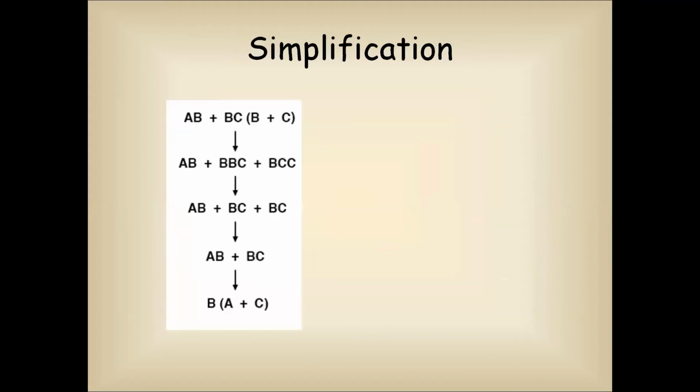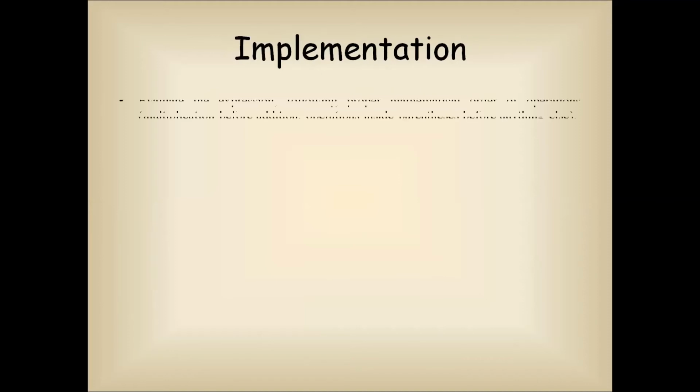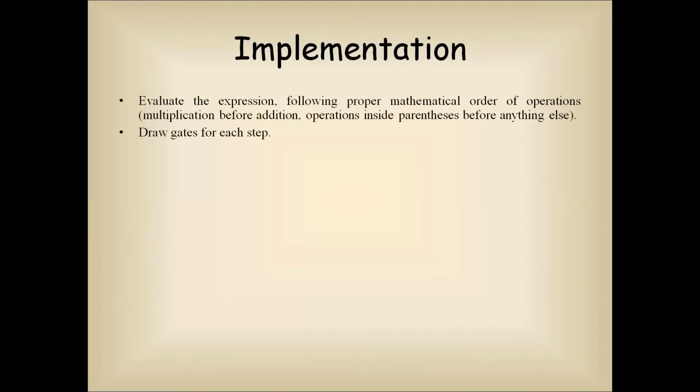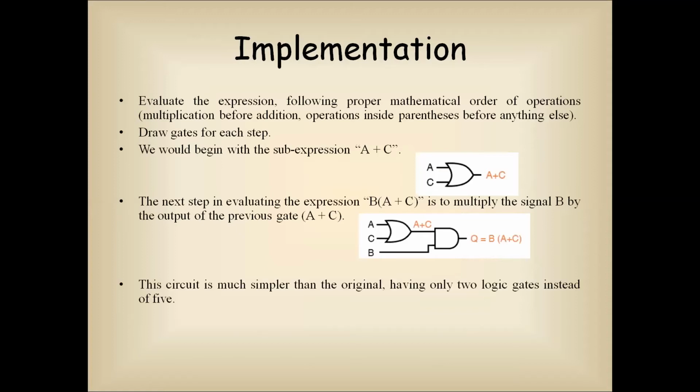I have taken the same expression and tried simplifying it, and I have also shown here which Boolean laws I have used to simplify this expression. So B into A plus C is the final expression which I got. Now I would like to implement this simplified expression. If you go to the implementation part, you can easily understand that we need only 2 gates to implement this expression. I need one OR gate to implement A plus C and an AND gate to get the final expression B times A plus C.